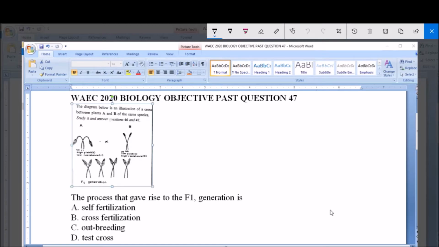So you have this diagram which is an illustration of a cross between plants. And now the question is, the process that gave rise to the F1 generation is A. Self-fertilization, B. Cross-fertilization, C. Outbreeding, D. Test cross.